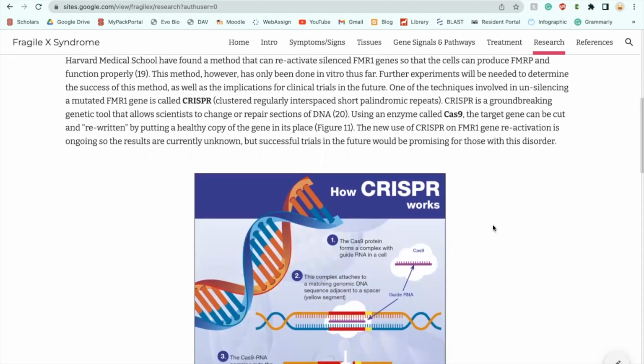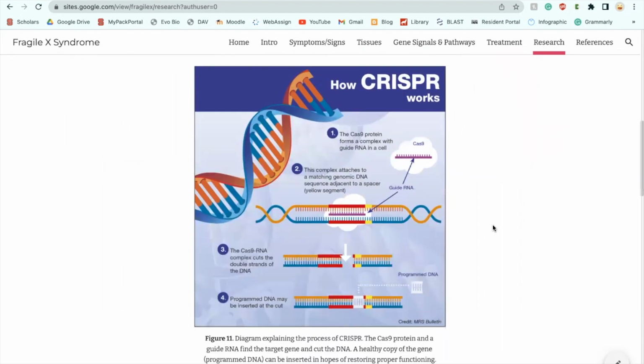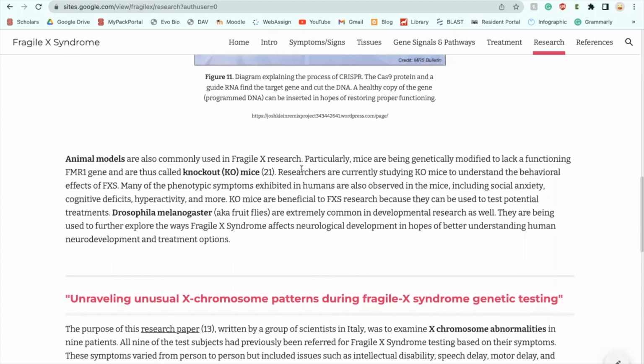And I found this one really interesting because it uses CRISPR, and I included this diagram that gives the reader a breakdown of how CRISPR works, because this is such an important tool that is being used in genetics right now. So I really wanted to include that on this page. And then this last paragraph here talks about animal models with mice and fruit flies.